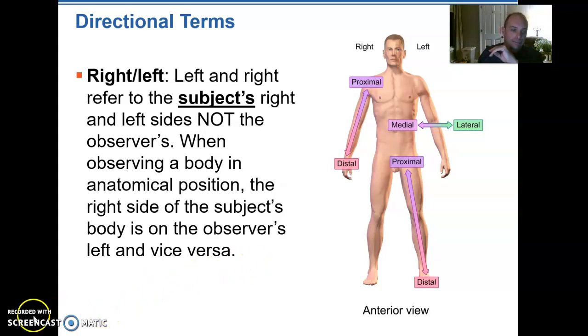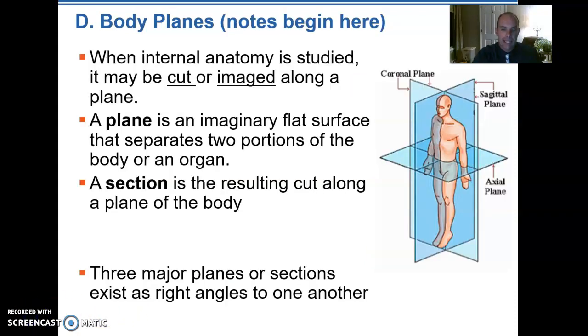Okay? Now, body planes are important for how things are cut or imaged. With MRI and CAT scans, you can set those to cut along the body planes you're looking for when you become a medical professional, or if you're interested in that. Or you can see a CT scan and figure out which way it was cut. A plane is an imaginary flat surface that separates two body portions, or an organ. A section is a resulting cut along the plane of the body.